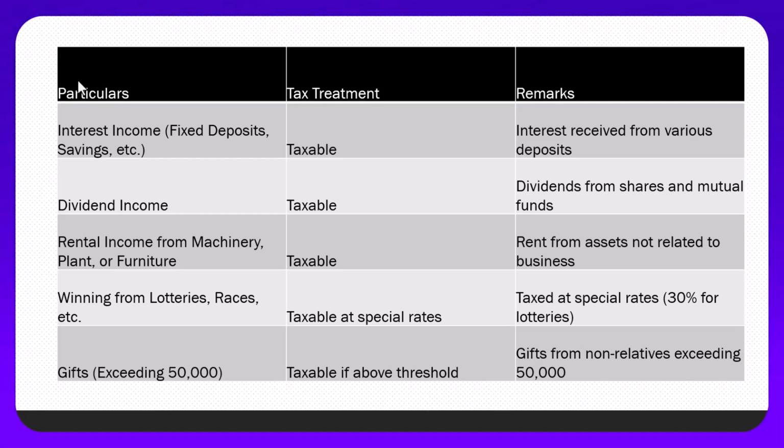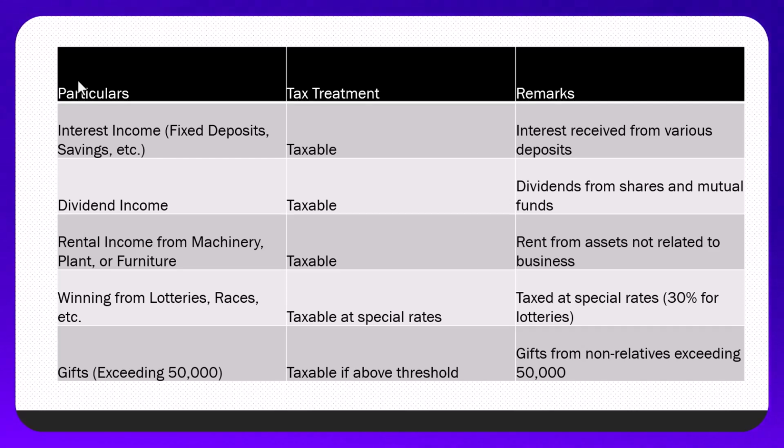Then dividend income. Dividend income is also taxable, when you buy a share and you get some dividend from the company. Then rental income from machinery, plant, and furniture. Suppose you have a house that you want to give on rent, fully furnished. You can break it up into house rent and furniture rent, so that you can save some income tax. We'll understand how you can do that.